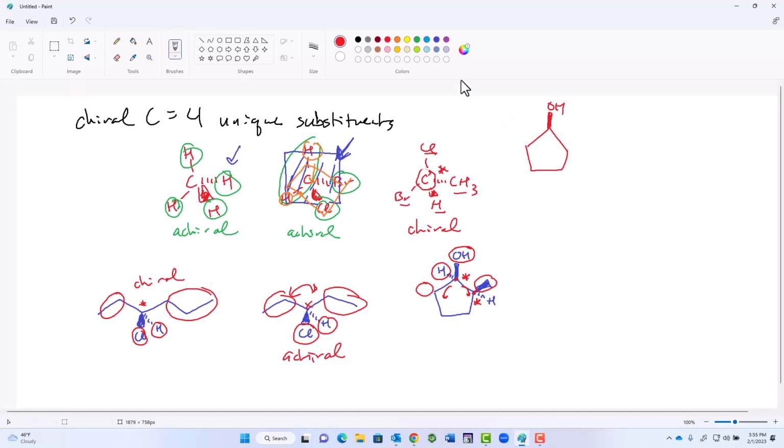Something like this structure here, say I have an OH, say I didn't put that methyl group down here, but I just had an OH. We can draw a plane of symmetry right through the center of the molecule, and that would be indicating a plane of symmetry. So this would be an achiral molecule.